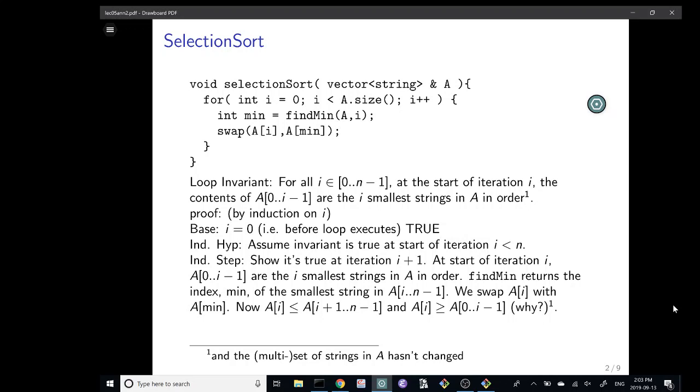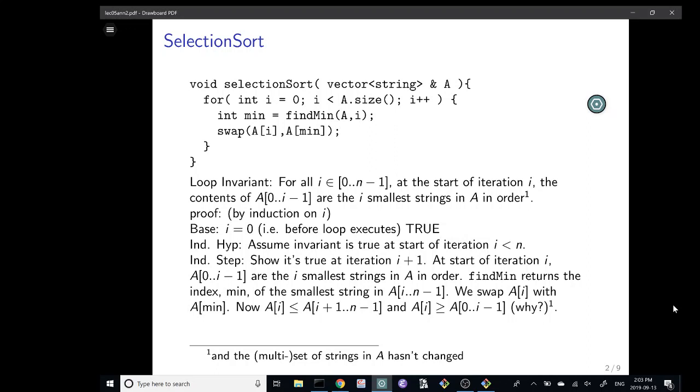Okay? So of course we came up with this loop invariant that said, great, we're making progress by sorting the first I elements of the array A. Not only are they sorted, they're the smallest elements in the array A. And in addition, we haven't changed any of the strings in the array A. So that was the loop invariant. Do you remember this? Did we talk about this? Yeah? Okay, good.